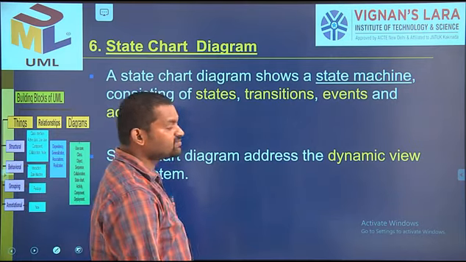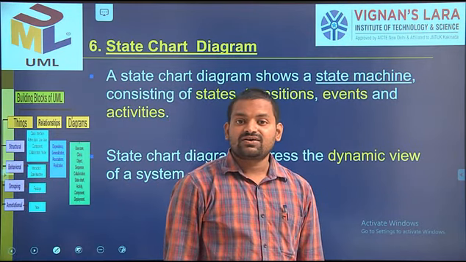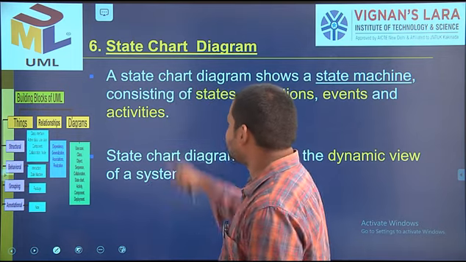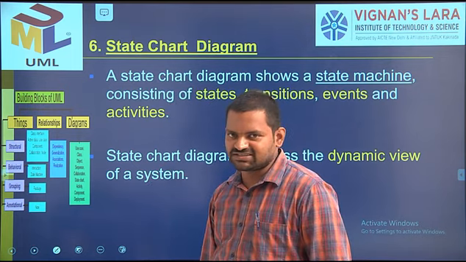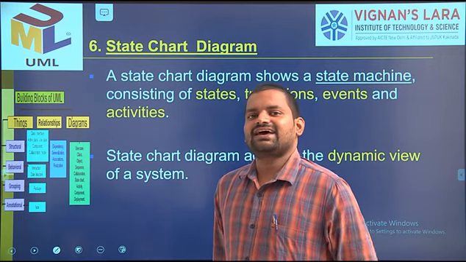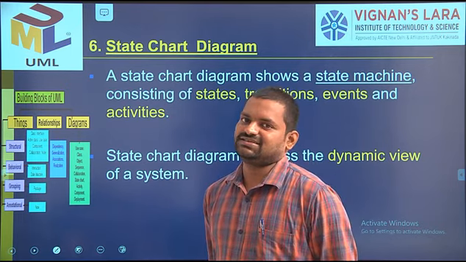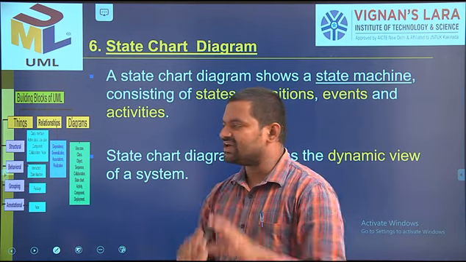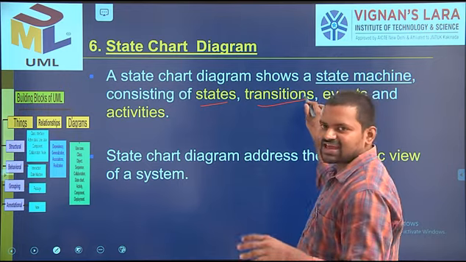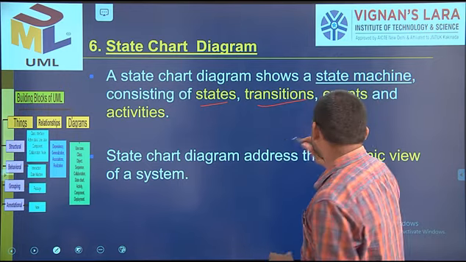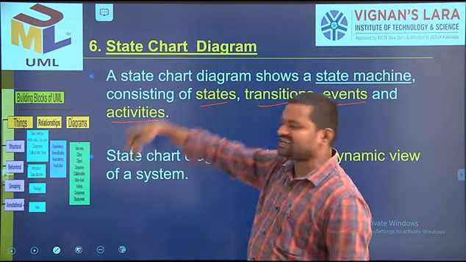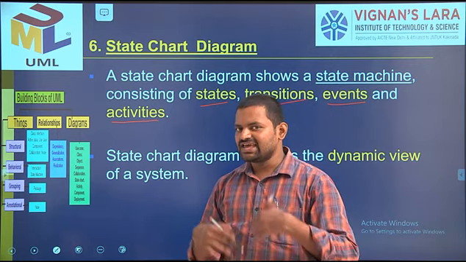Both these diagrams belong to which type of diagrams? Interaction diagrams. Right. Next, state chart diagram. What is a state chart diagram? A state chart diagram contains states. The name itself defines it. It contains states and also the transitions from one state to another state, events, and activities. What kind of information does it provide?